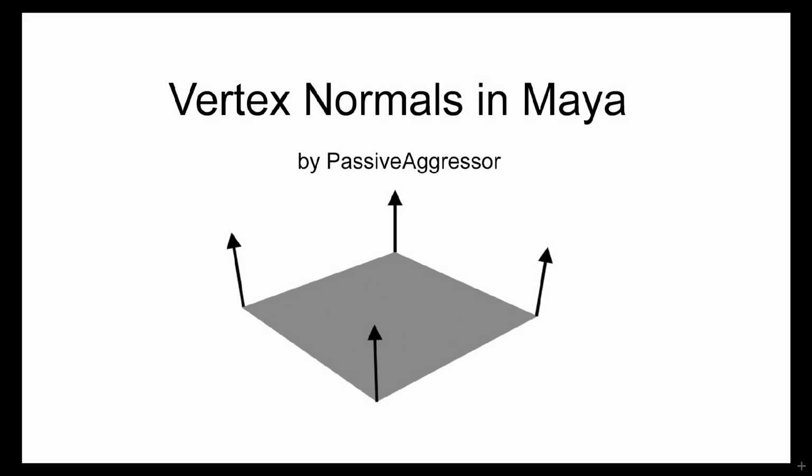So first, some theory. A normal is a perpendicular vector pointing away from a surface. So, what does that mean? Well, let's say this green line is your surface. A normal is a line that points at 90 degrees away from it, like so.